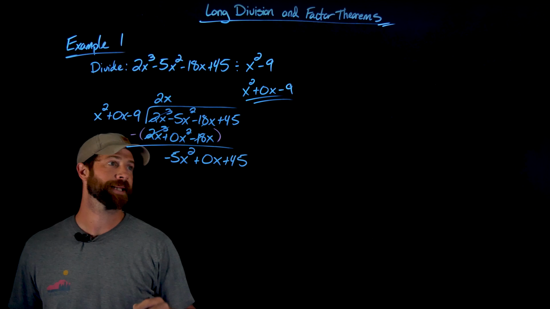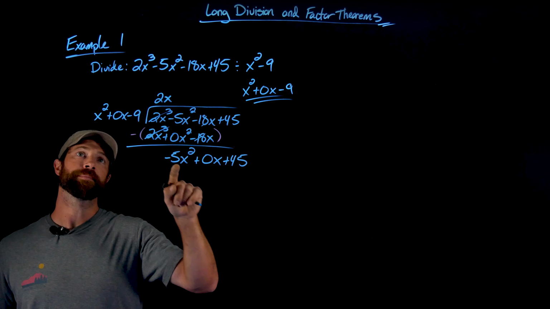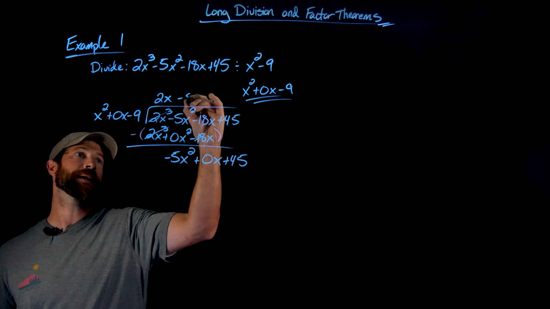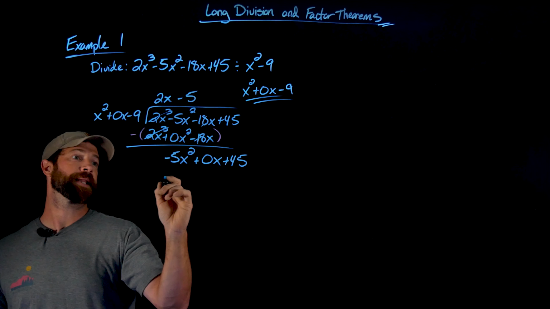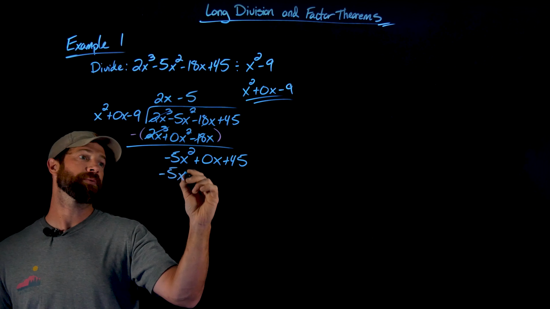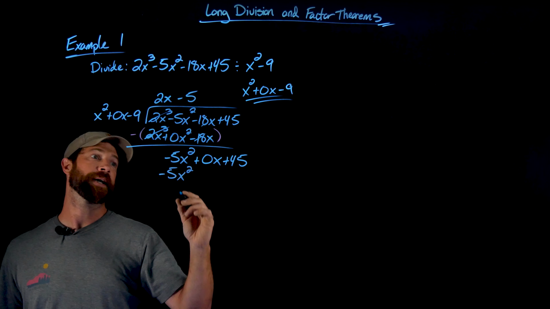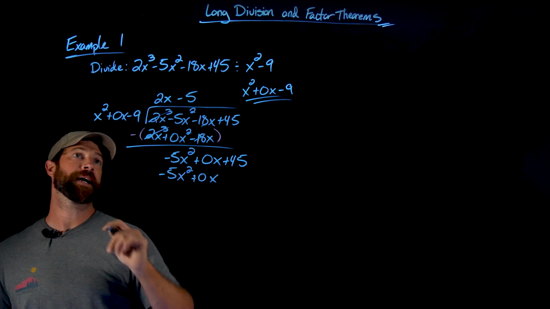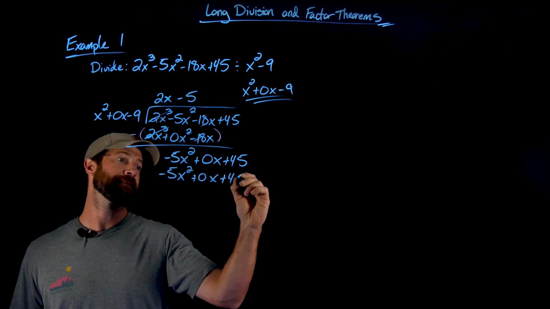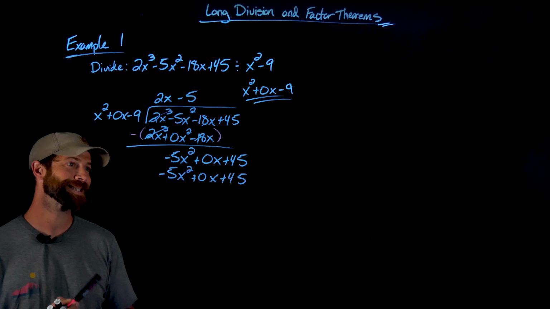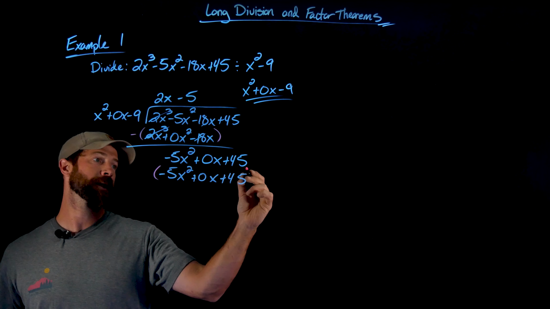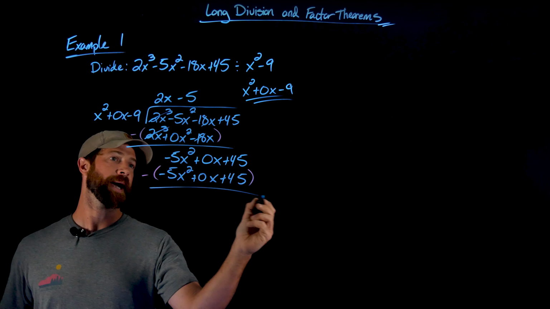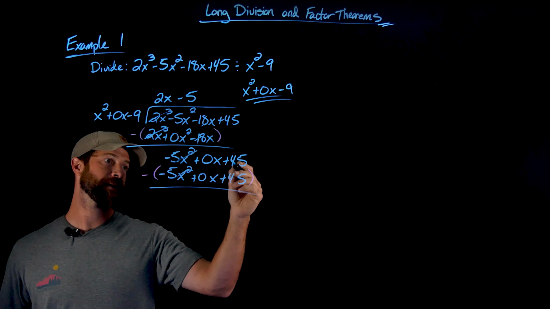And actually, this will be my last step here. What do I need to multiply x squared by to get negative 5x squared? Well, that's just a negative 5. Multiply that to get negative 5x squared. Negative 5 times 0x is 0x. Negative 5 and negative 9 is a positive 45. And things are looking up in the world. Look at this, this subtracts perfectly. I have no remainder. 45 minus 45.